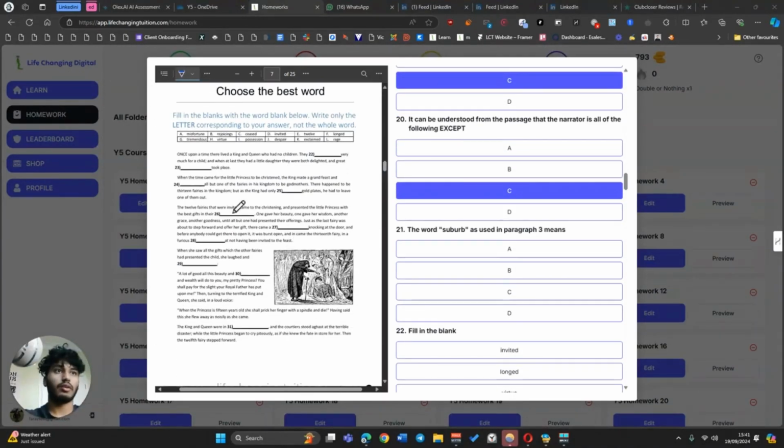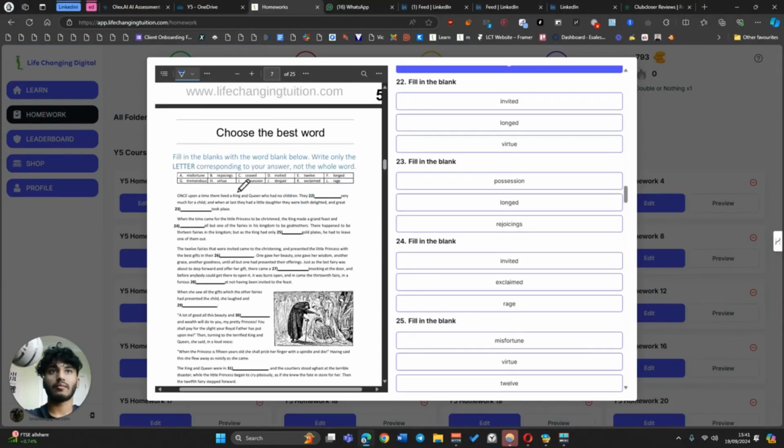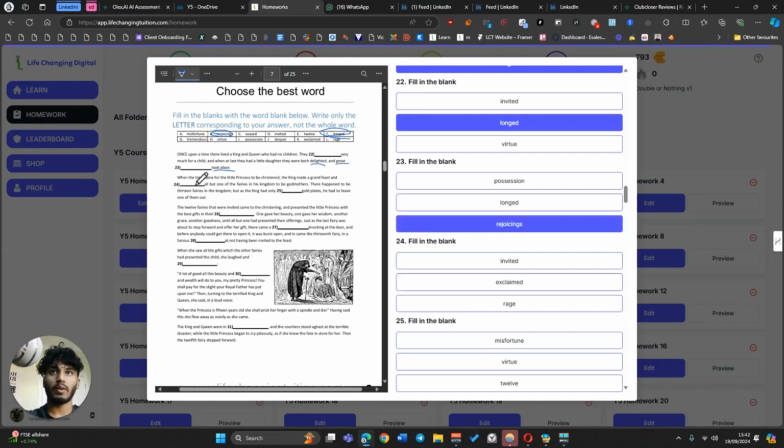Let's move on to the choose the best word. So once upon a time there lived a king and a queen who had no children. They something very much for a child, so probably wished very much, or longed, there we go, longed very much for a child. And when at last they had a little daughter, they were both delighted, and great something took place. So if they're very delighted, a great something took place, probably some sort of party or rejoicings, I think is the best word here.